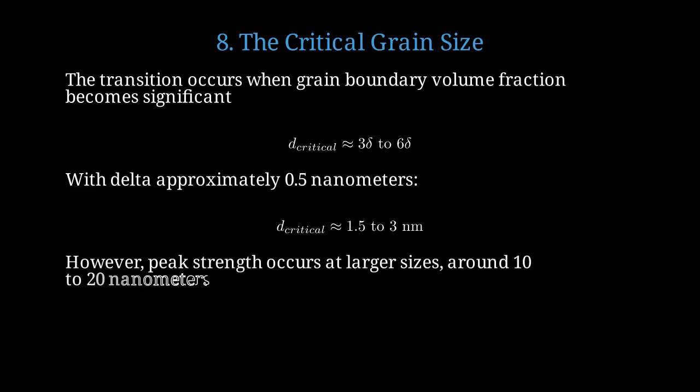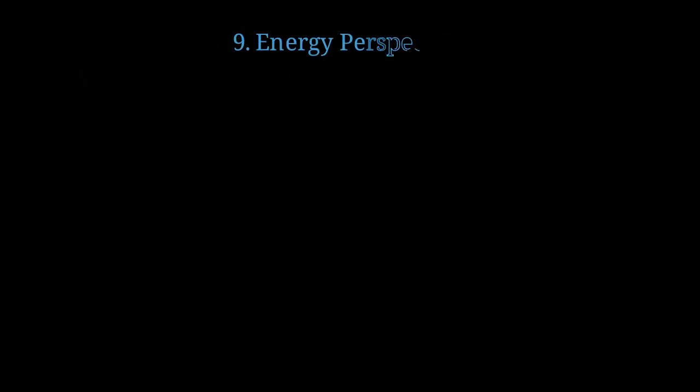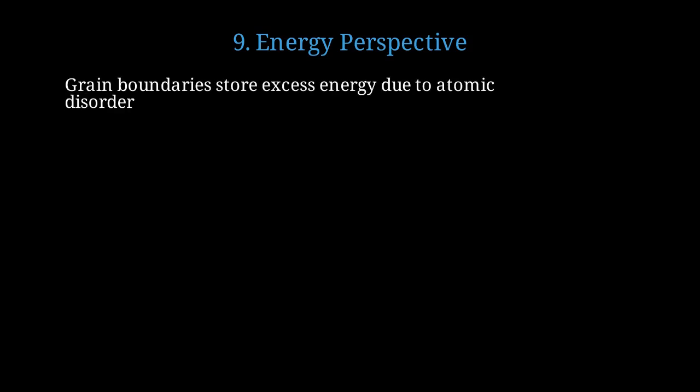However, the peak in strength typically occurs at larger grain sizes, around 10 to 20 nanometers, because the transition is gradual. We can also understand this from an energy perspective. Grain boundaries have higher energy than the crystal interior because of the atomic disorder at the interface. The grain boundary energy is typically 0.5 to 1.5 joules per square meter, depending on the material.